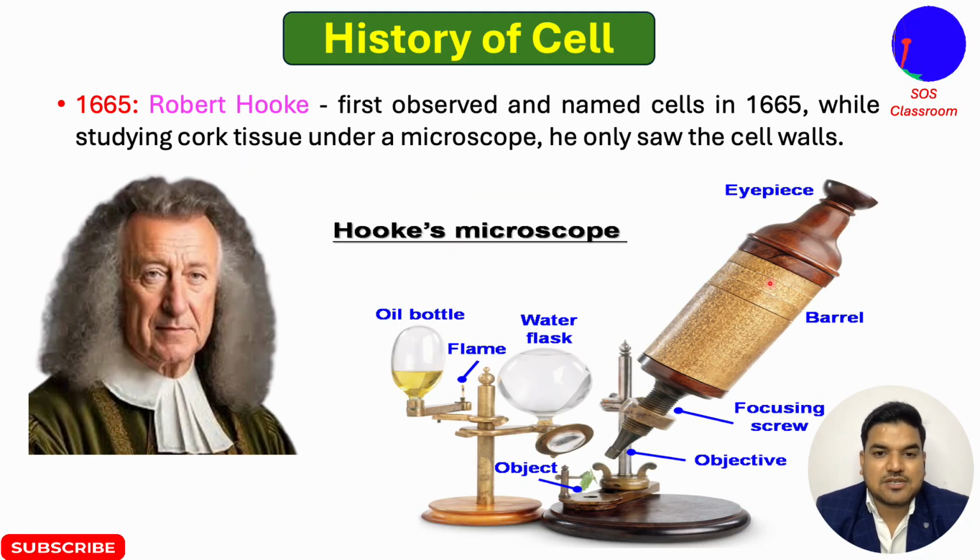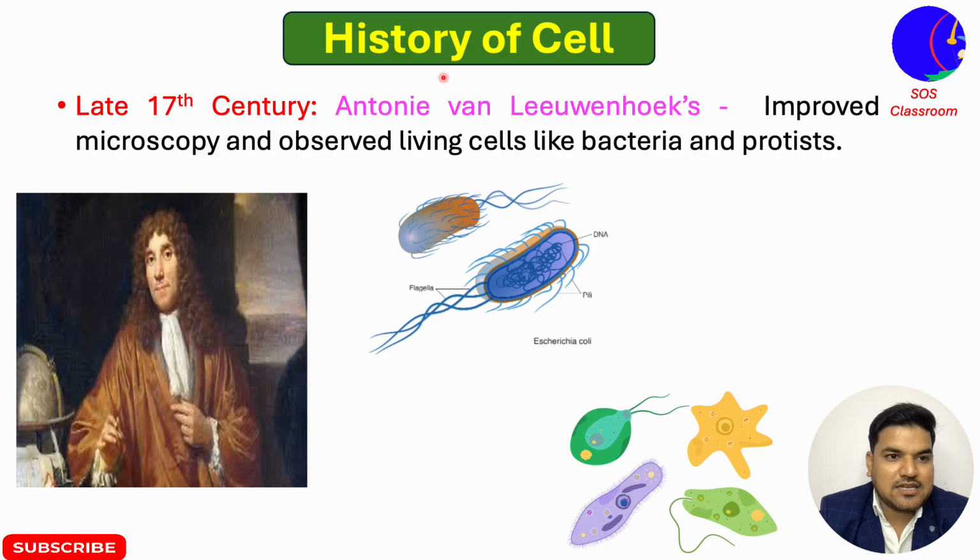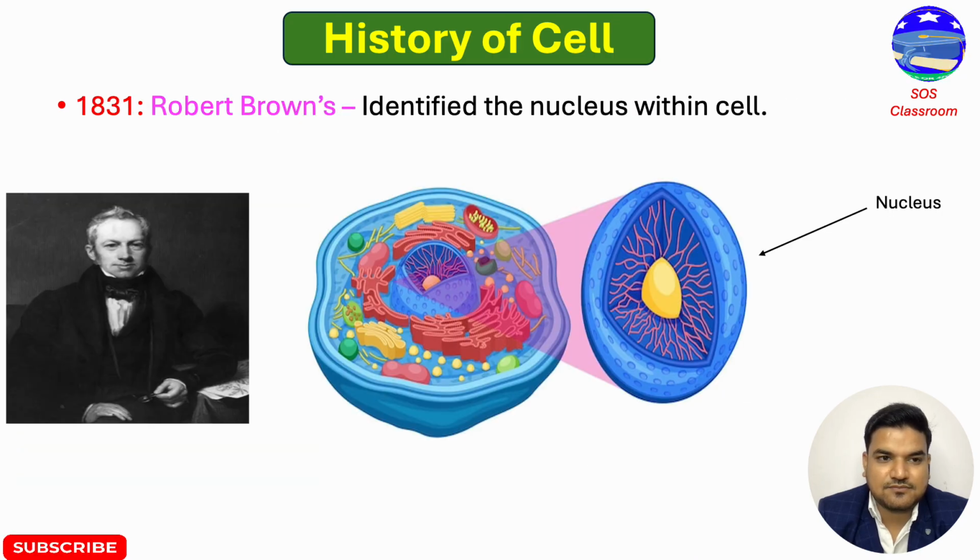So these are small room-like structures. This is the microscope which was developed by Robert Hooke. You can see the oil bottle, flame, water flask, objective, focusing screw, barrel and eyepieces. It is a very old microscope, because in 1665 this type of microscope was in use. In the late 17th century, the next scientist, Antony van Leeuwenhoek, improved the microscope and observed living cells like bacteria and protists. You can see these are the bacteria and these are the protists.